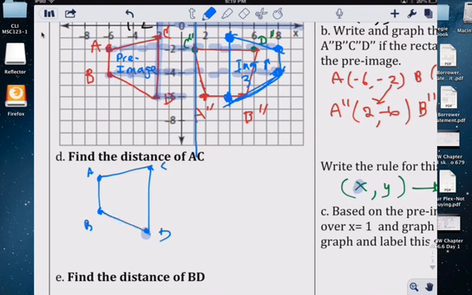Now, using the graph on here, alright, let's find the measurement of these. It's 1, 2. Let me show you better. 1, 2. So that's 2 there. Okay, we want AC and AC.